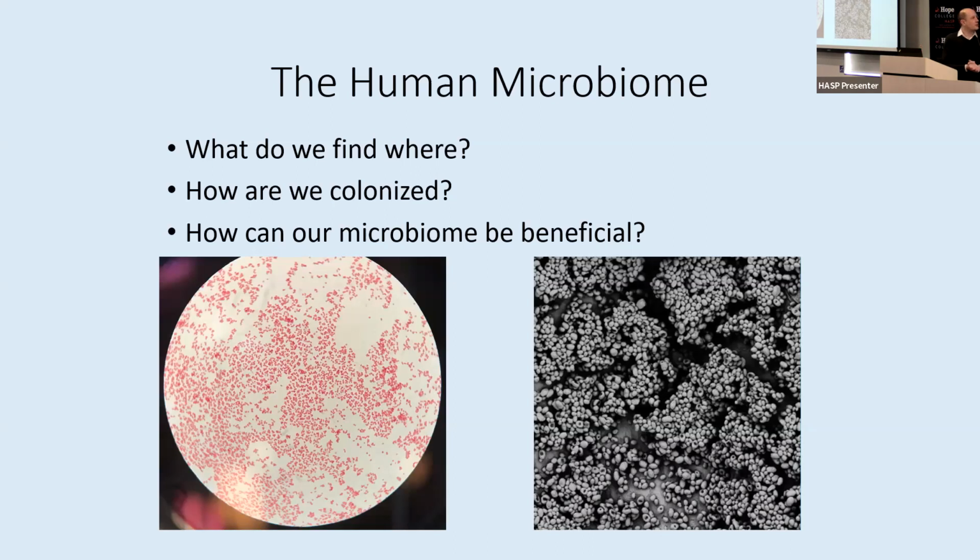So again, we'll start out by just talking a little bit about what sorts of organisms are associated with us, where we find them, because we are a diverse collection of environments. And so we've got a diverse collection of microbes that go along with that. And then wrap up with some of the ways that we benefit by having these microbes associated with us.